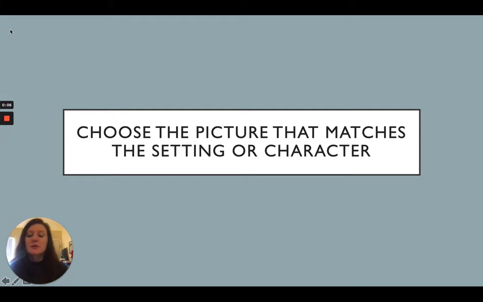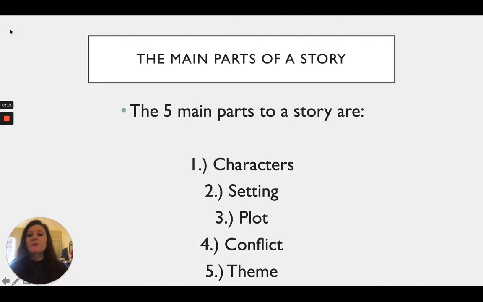Today for language arts, we are going to be looking at choose the picture that matches the setting or character. All right, so first off, we need to know the main parts of a story. Now, the 5 main parts that make up a story are characters, setting, plot, conflict, and theme. So if you don't have these 5 main parts, your story is not going to be very interesting to either read or to have other people read.